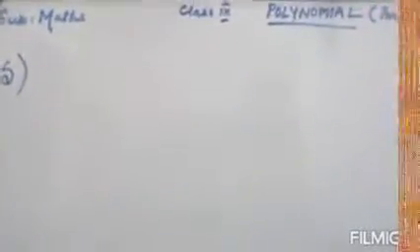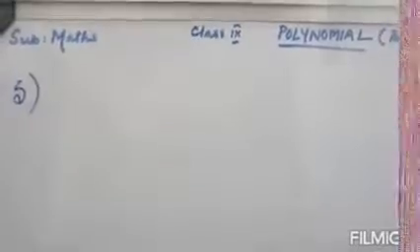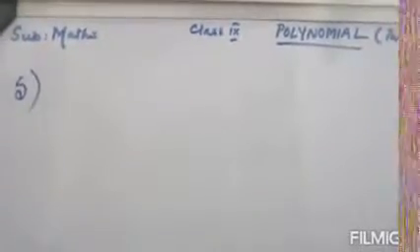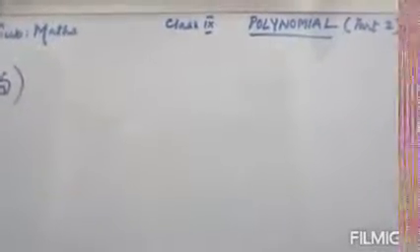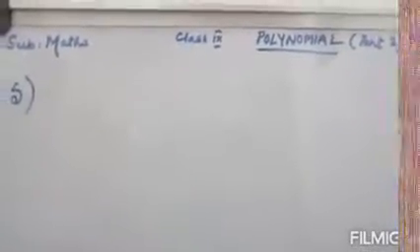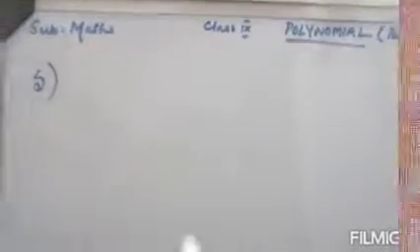Next, we have a question like, suppose you are given two values of x and you need to prove which value of x is the zero of a polynomial. Okay, let's see how it is.